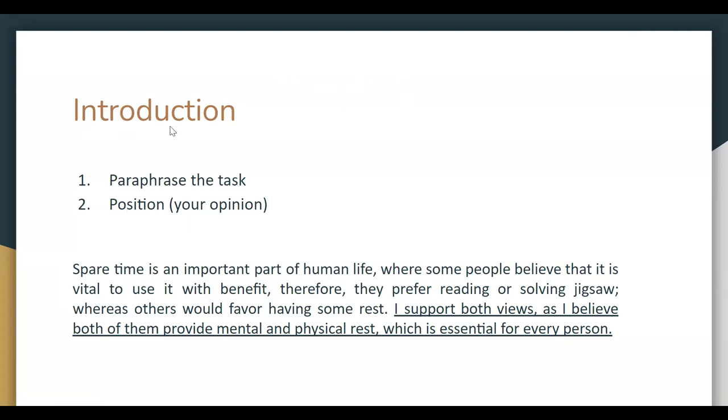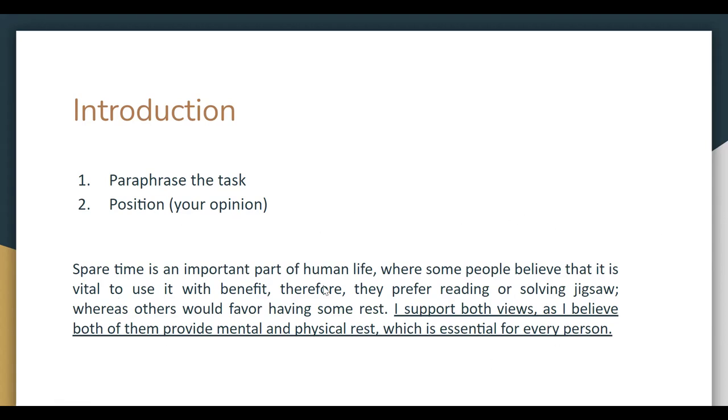Our second sentence in introduction is stating our position. So now, do you remember your position which you chose in the beginning of our lesson? Now you should write this position as a sentence. For example, my opinion is that I agree with both views. So I write, I support both views as I believe both of them provide mental and physical rest, which is essential for every person. Here, I didn't just write, I agree with statement 1 or I agree with statement 2, but also you should add the supporting argument, why. So here in your position, you add which one did you choose, obviously your position plus the argument why you believe so.